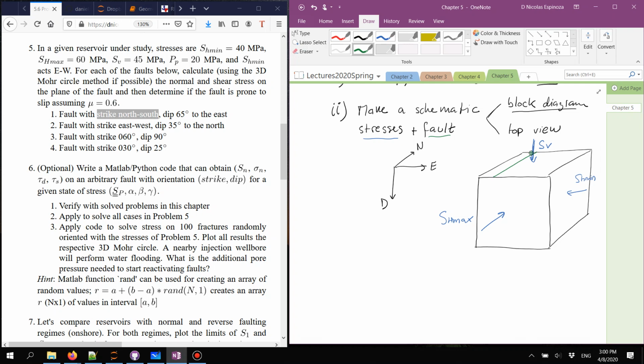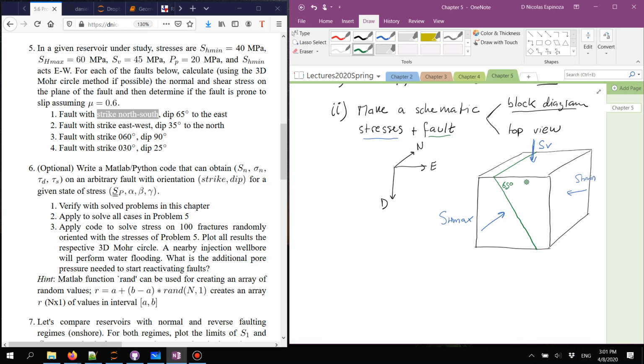This is going to be the line of strike, and the dip is going to be 65 degrees. So 65 degrees is going to be more or less a line somewhere over there, where again this line is in direction north-south, and this angle is 65 degrees. Okay.